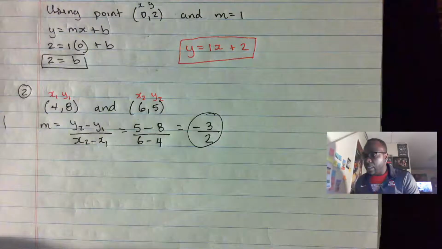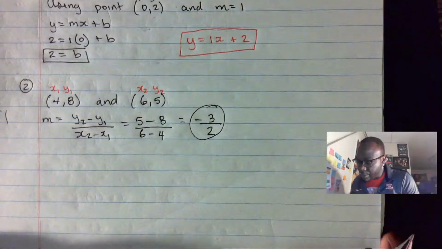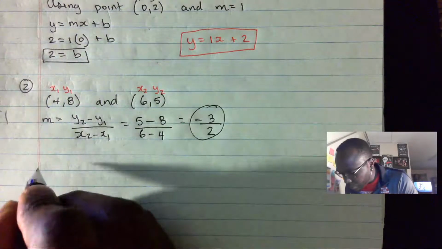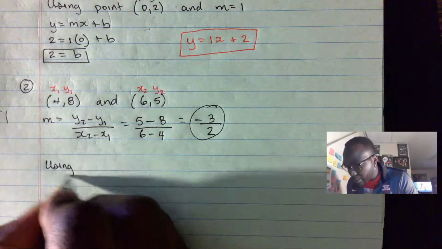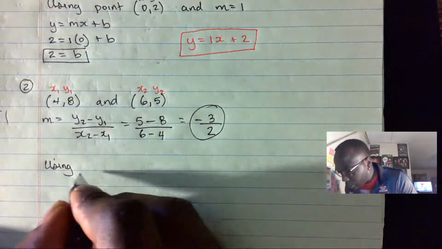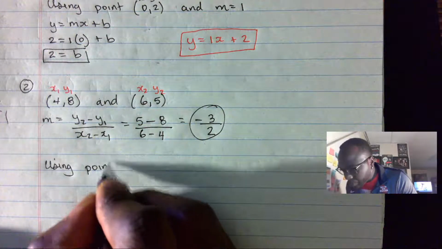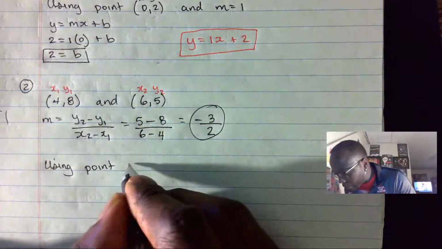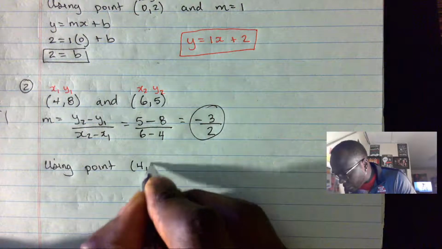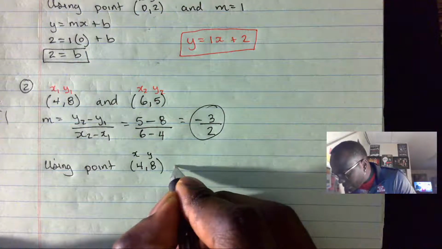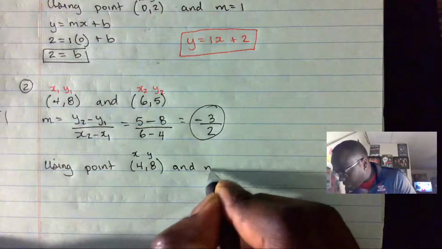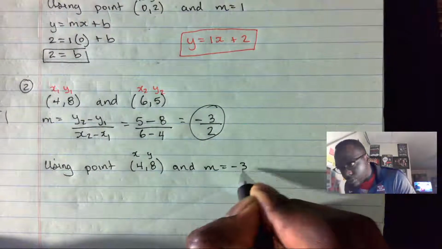So now I need to find my y-intercept. So again, we're going to use the points. Again, you can pick any point. So I'm just going to pick one. Let's do the first one, which is 4 and 8. And again, remember this is x and y. And m is negative 3 over 2.